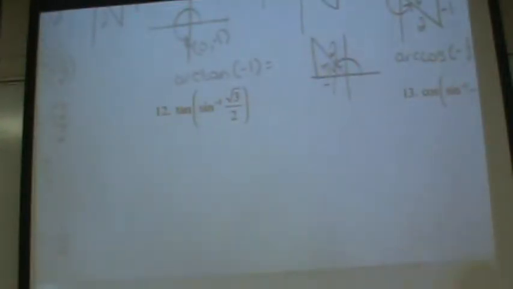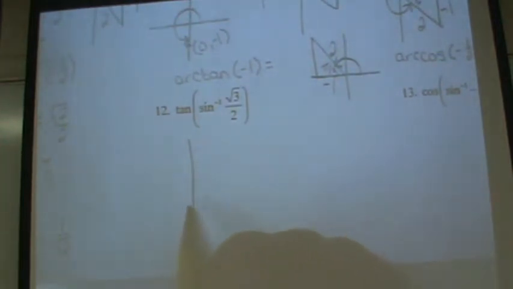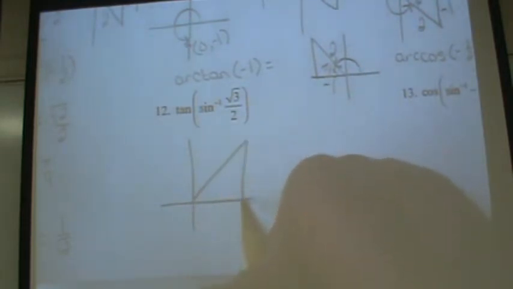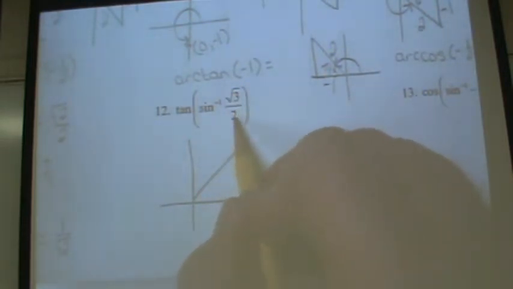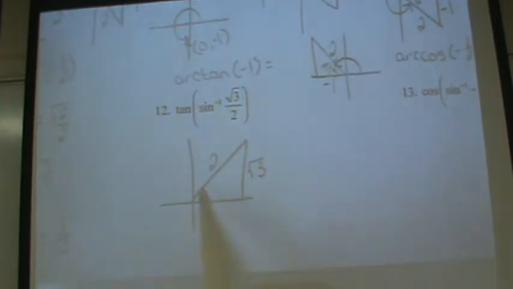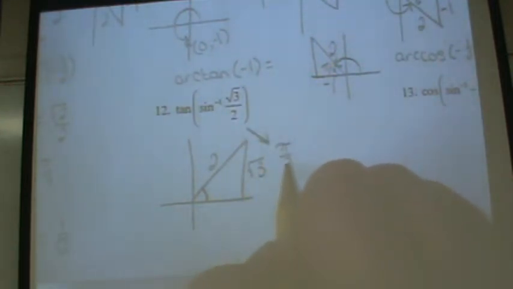The next one, number 12. We're going to take the inverse sine of root 3 over 2. So which quadrant are we in? We're in 1 because we're positive. Sine is opposite over hypotenuse, so this is our opposite side and our hypotenuse. We're looking for that angle. So what angle is this? This is a pi over 3 angle.